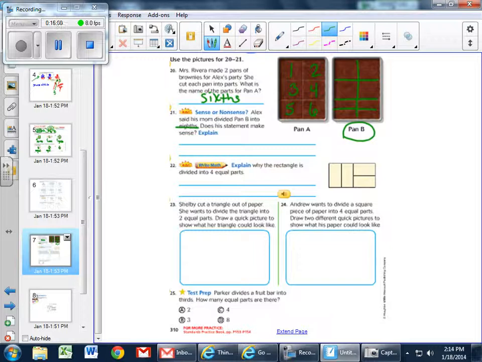Number 22 is really making you think. It wants you to look at that shape here and explain why the rectangle is divided into 4 equal parts. Why is that rectangle divided into 4 equal parts? So looking at these shapes, are these relatively the same size even though they flipped those last 2? It looks to be relatively equal. So the second vertical line divides it in half, then the halves are divided into halves, so each half is half of a half. So you actually have 4 equal parts. So it is a fractional rectangle.